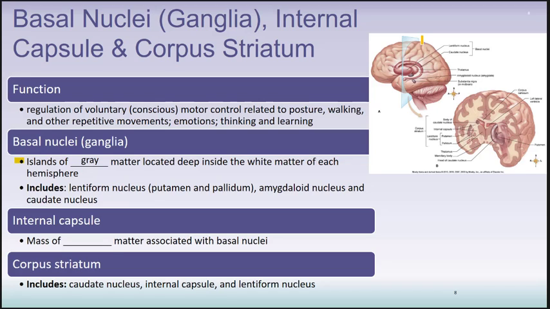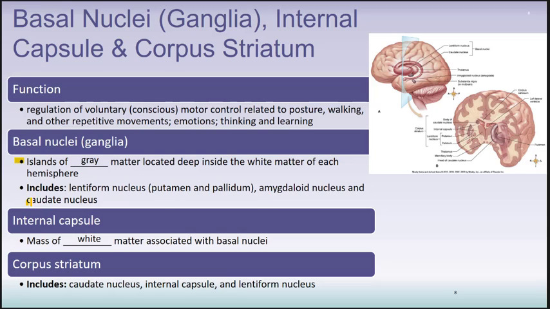The basal nuclei include various masses of matter, such as the lentiform nucleus, which is comprised of the putamen and the pallidum, the amygdaloid nucleus, as well as the caudate nucleus. There's a structure that's associated with the basal nuclei called the internal capsule. And the internal capsule is a large mass of white matter.